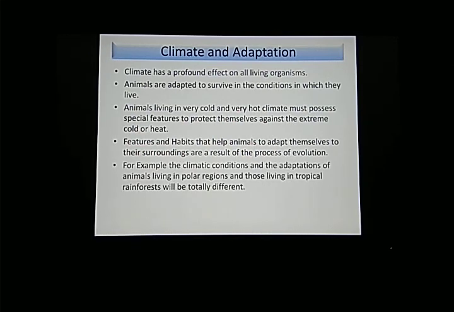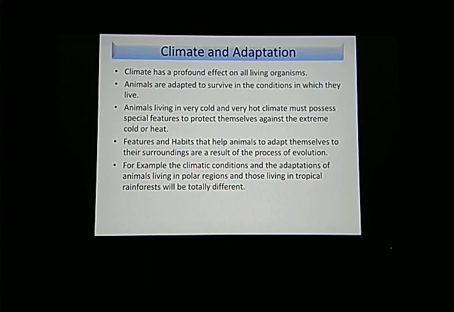For example, the climatic condition and the adaptation of animals living in polar regions and those living in tropical rainforests would be totally different. Obviously, a living organism that lives in the polar regions, if we place it in the tropical rainforest, won't be able to survive. So particular living organisms survive only in a particular climatic condition and surrounding, depending upon their features and habits.